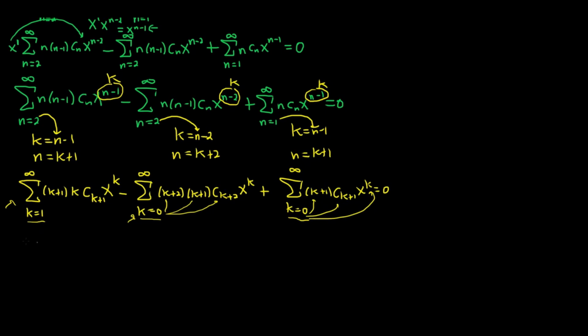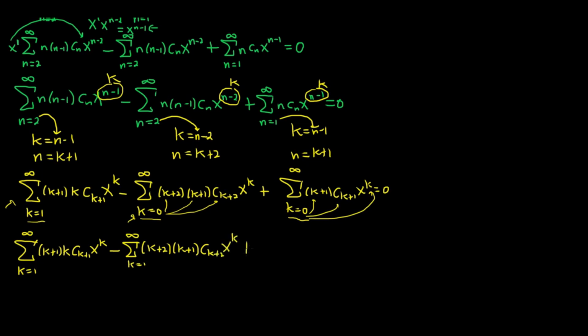So let's go ahead and write the sums from 1 to infinity, and then plug in the 0th terms at the end. So check this out. So k equals 1. You'll see what I mean once I do it. So this one stays the same: k plus 1, k, c sub k plus 1, x to the k, minus, and then this one will be the sum from k equals 1 to infinity, because we're starting it at 1, of k plus 2, k plus 1, c sub k plus 2, x to the k.